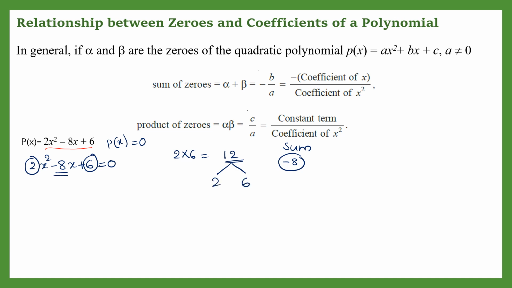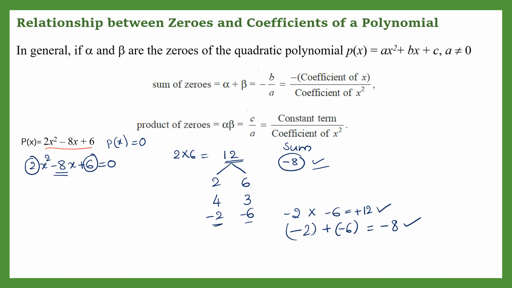2 sixes are 12. 6 plus 2 will become 8, but we should get minus 8, so this is not correct. 4 threes are 12, but 4 plus 3 is 7, so this is also not correct. If you take minus 2 and minus 6, minus 2 into minus 6, minus into minus is plus, 6 into 2 is 12. So the product is 12. If you do the sum, minus 2 plus minus 6, you get minus 8. So the sum is also satisfied. So you can take the numbers minus 2 and minus 6.